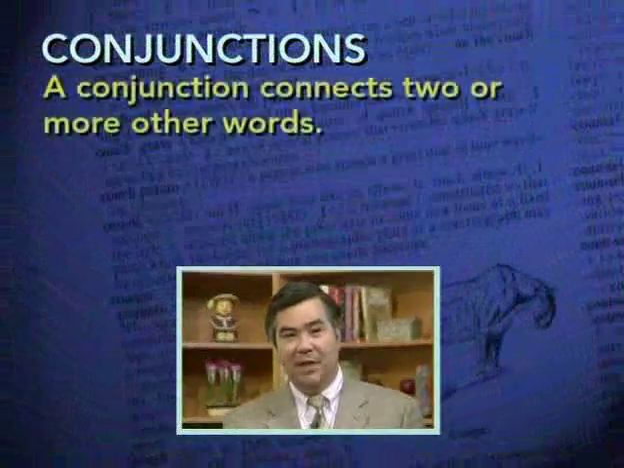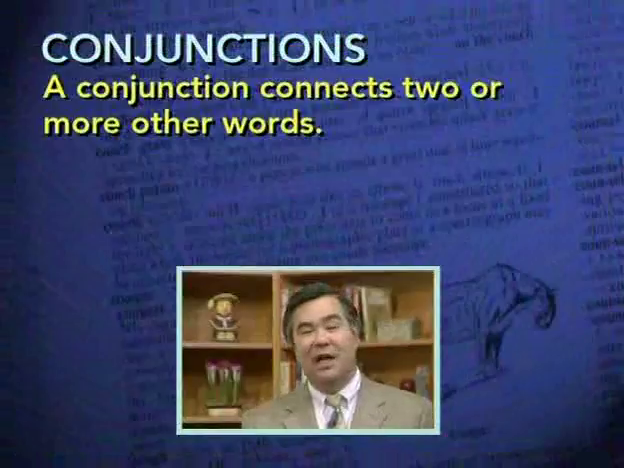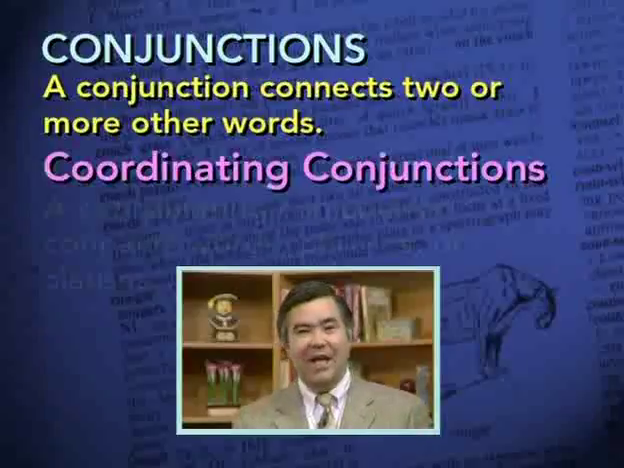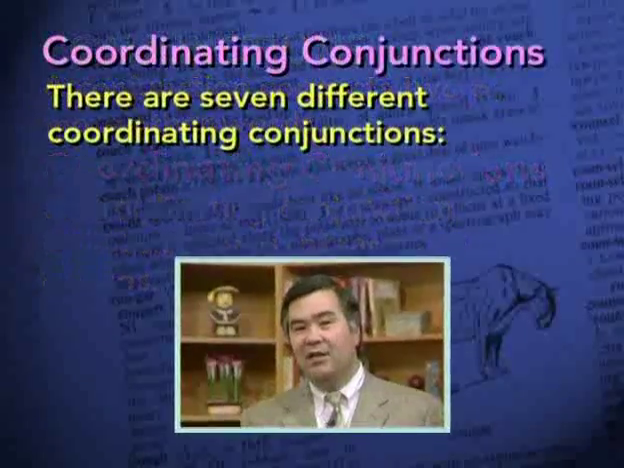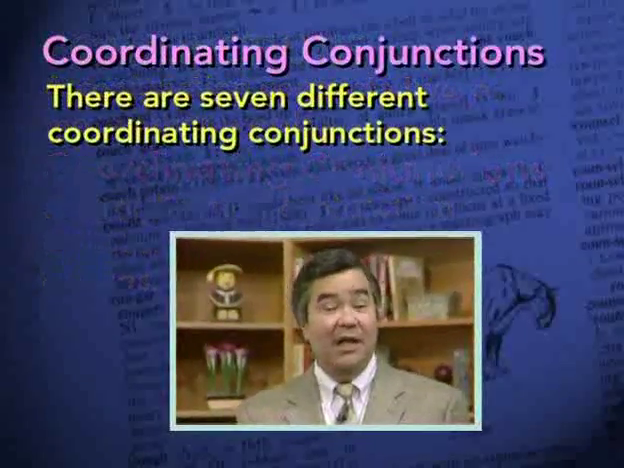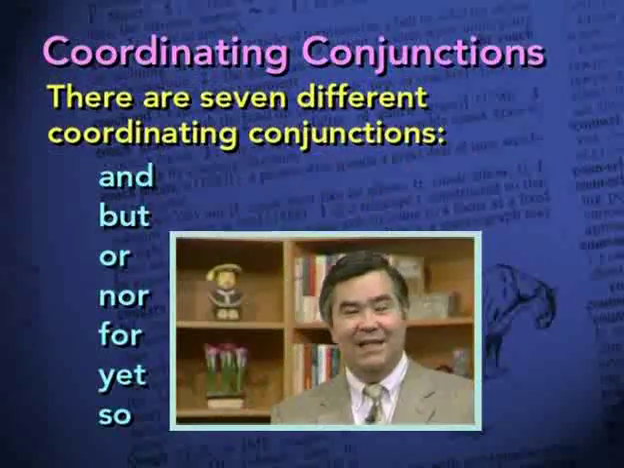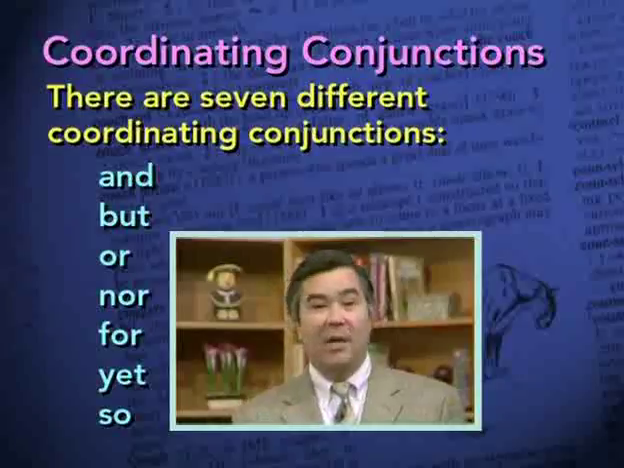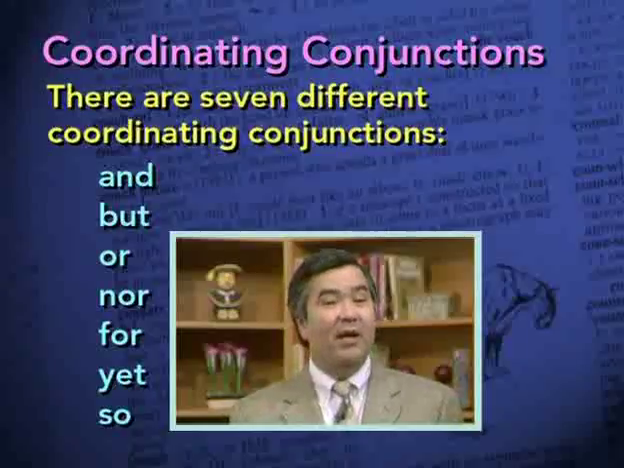The other type of connecting word that's important is a conjunction. A conjunction connects two or more other words. There are a few different kinds of conjunctions that you need to be aware of. First, coordinating conjunctions. A coordinating conjunction connects words, phrases, or clauses. And there are 7 different coordinating conjunctions. They are and, but, or, nor, for, yet, and so. Each of these 7 coordinating conjunctions can be used to join a pair of words, or a pair of phrases, such as prepositional phrases, or a pair of clauses.